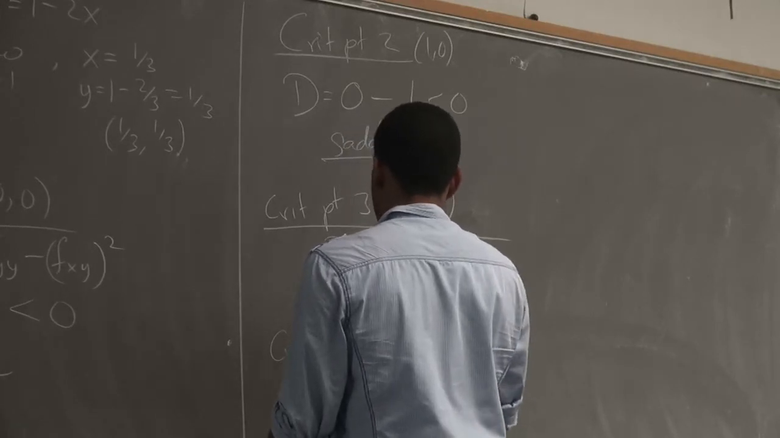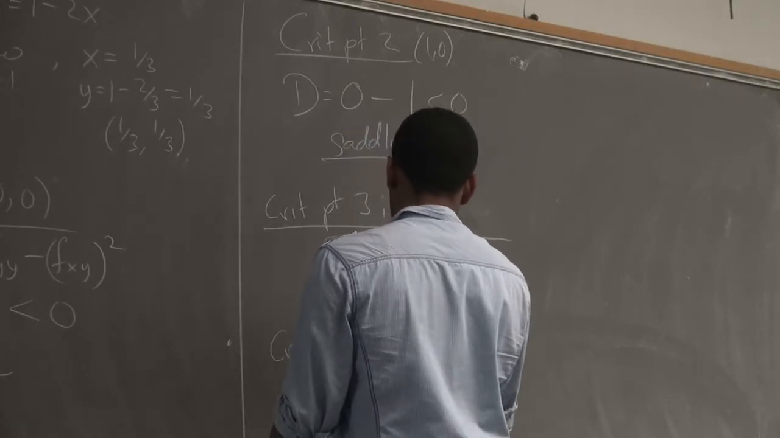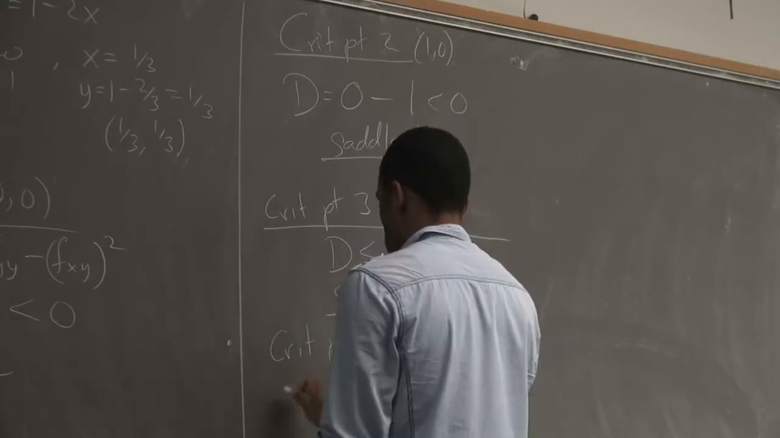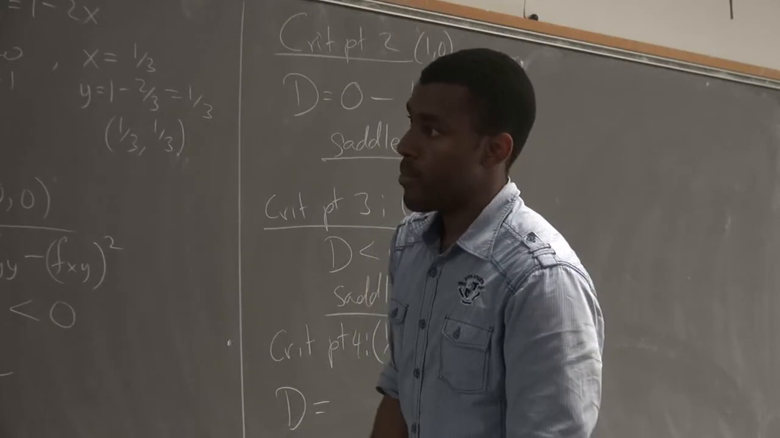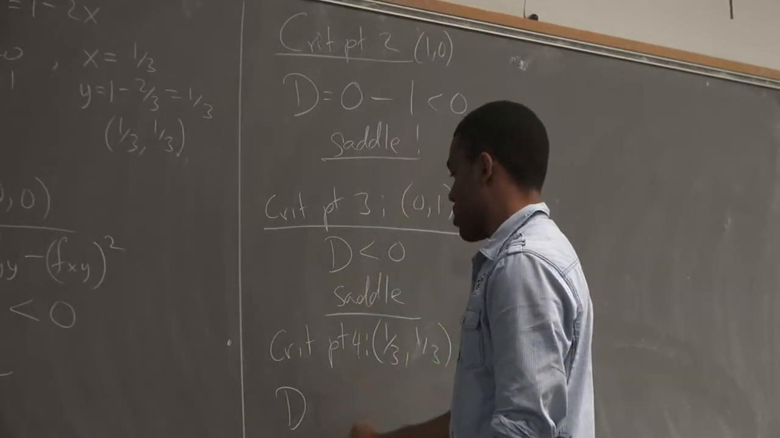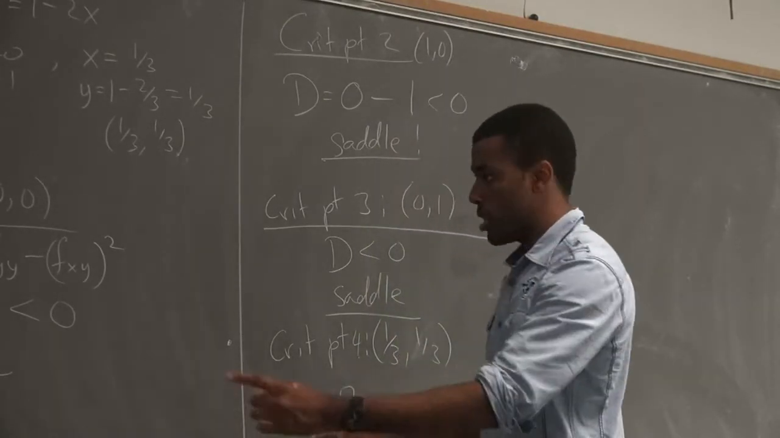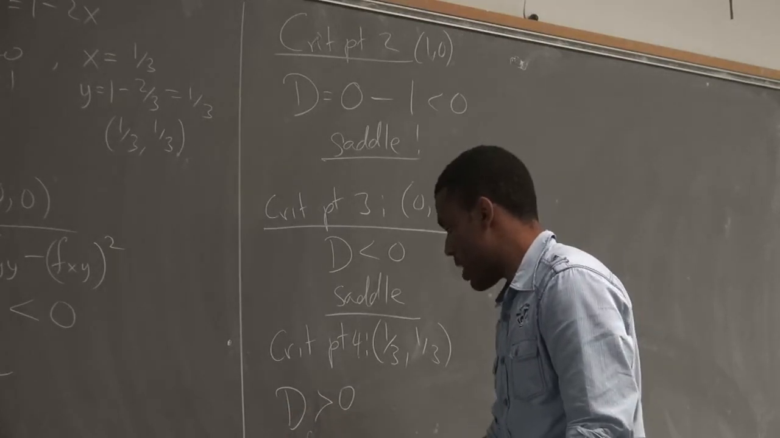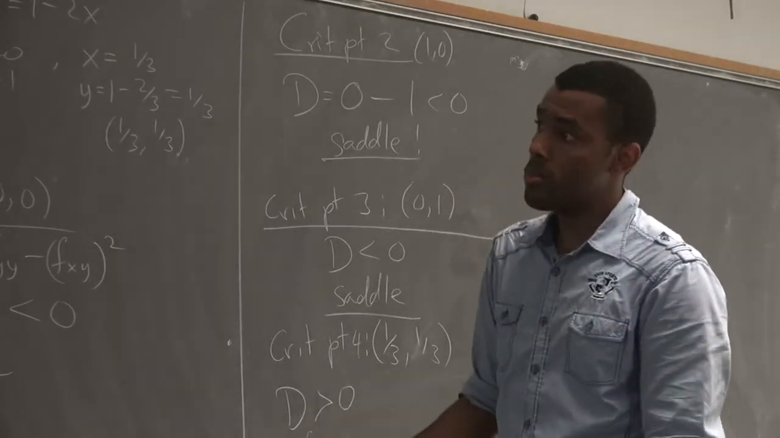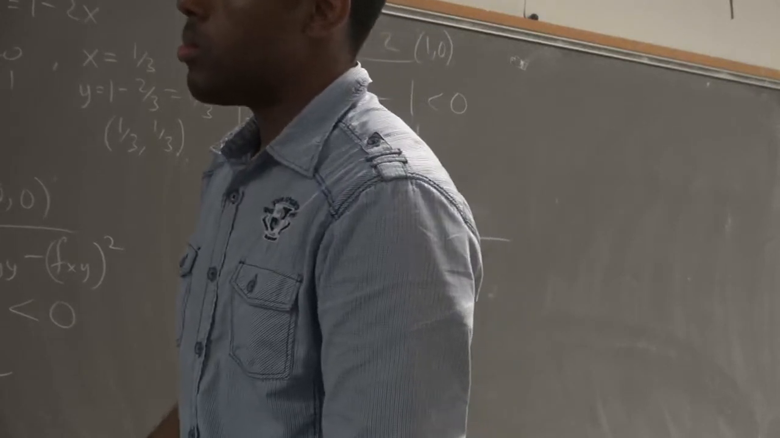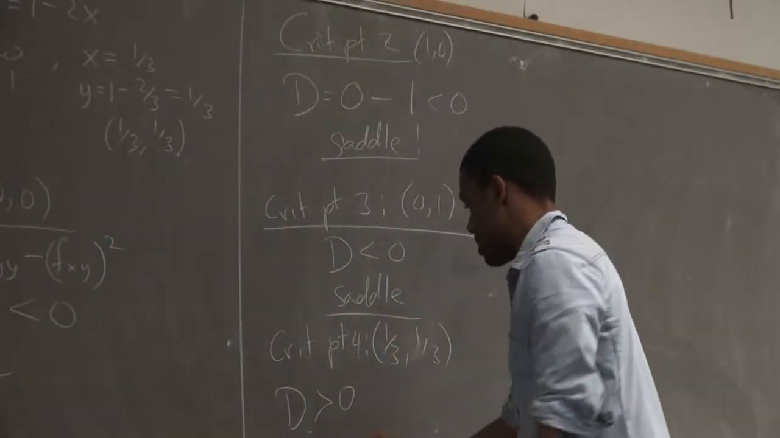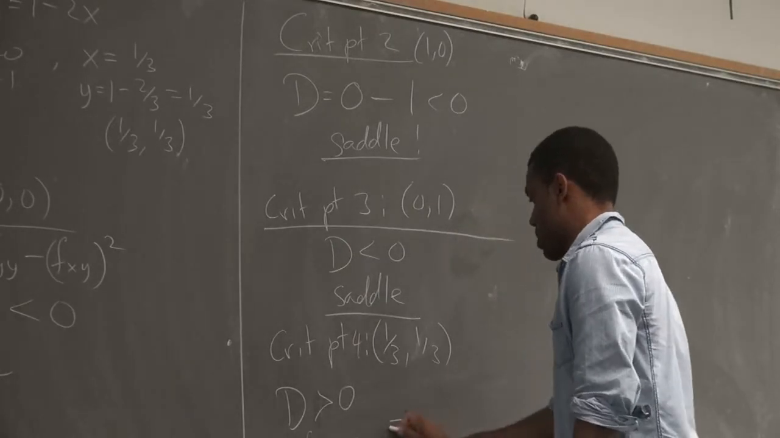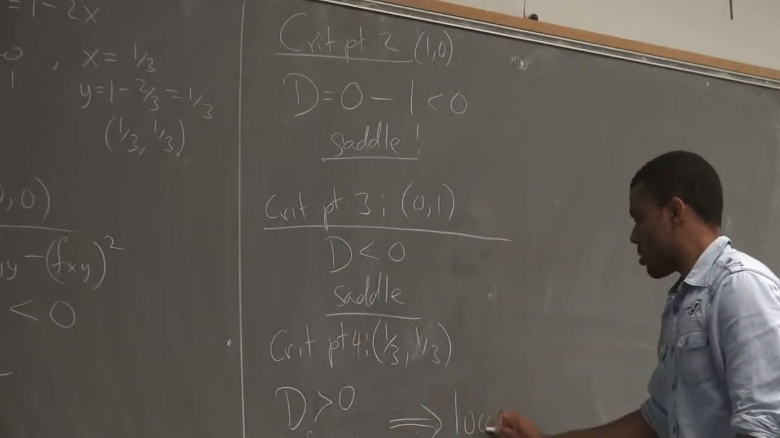For the fourth critical point, it was a third, in which case D was greater than 0 if you plugged in all the coordinates. Then fxx would have been what? If you plug in y equals a third, you get negative, right? So this is less than 0. So in this case, it's a local max.